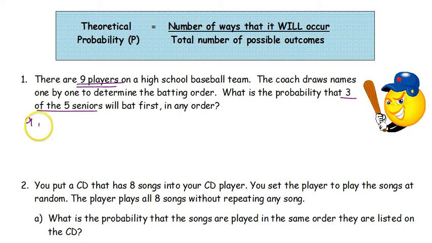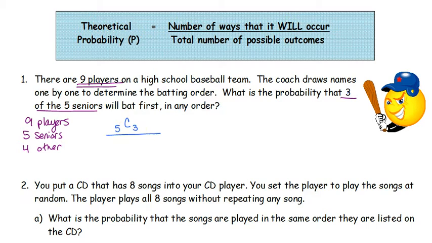Well, if we have 9 players, and if we have 5 seniors, that means we have 4 others. I always start by breaking down the pieces that I'm given. On top is the number of ways that it's going to occur. What we're trying to find is 3 of the 5 seniors. The order is not going to matter, so we're going to use combinations.